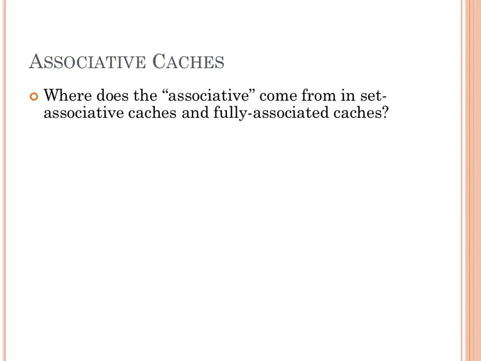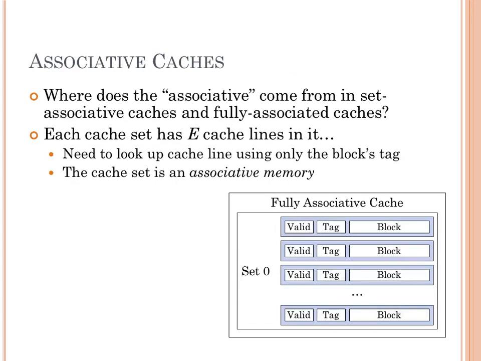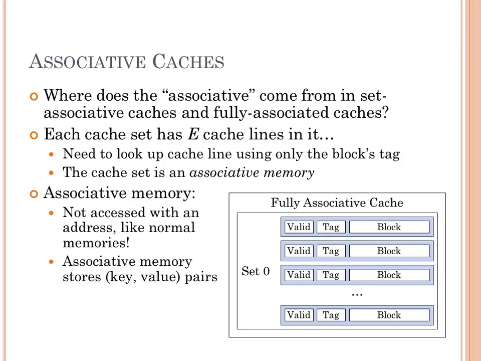Okay, so where does this concept of associative come from when you're talking about a set associative cache or a fully associative cache? Remember that we have some number of lines per set. And we need to look up which line we need to access based on a tag, which is a key. And so this is very much like a dictionary where you say, I have a key and I need to look up the thing. That key isn't really a location. It's a value. And so this is an associative memory.